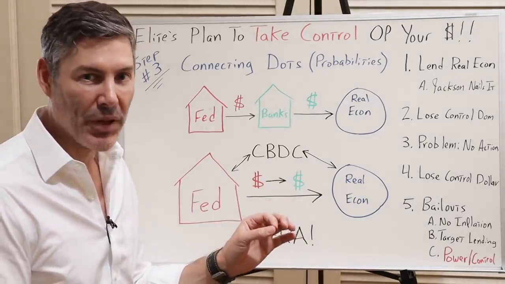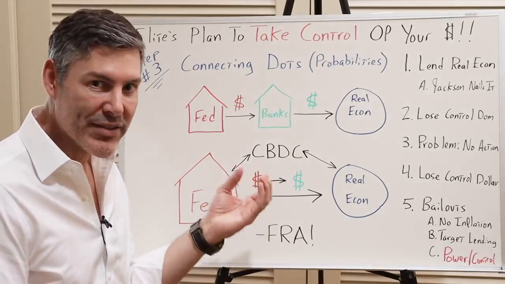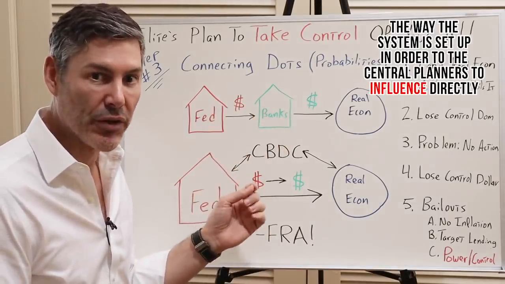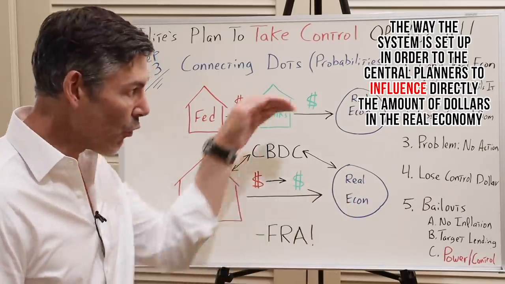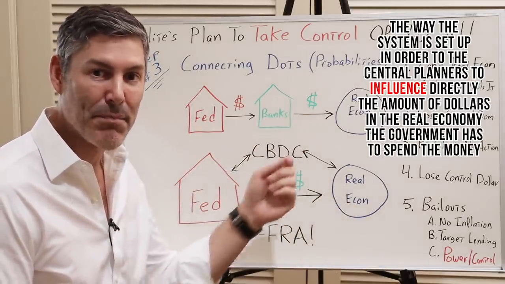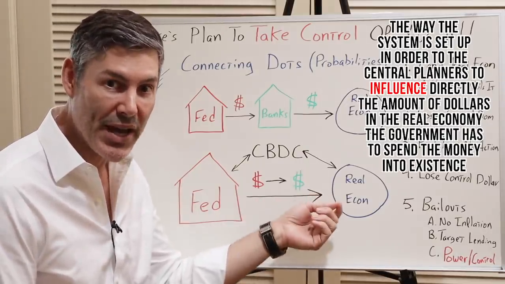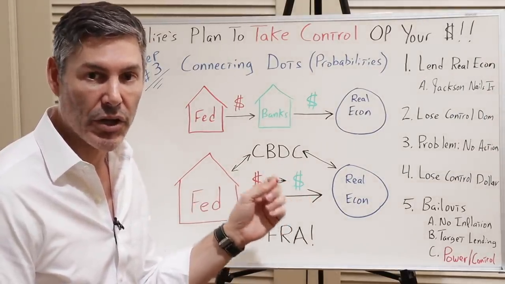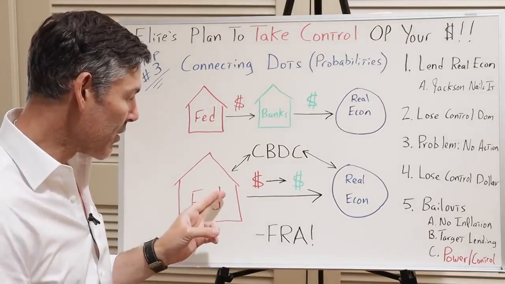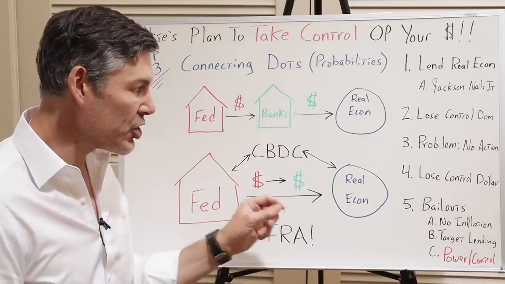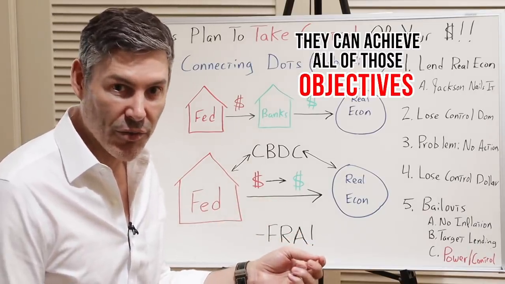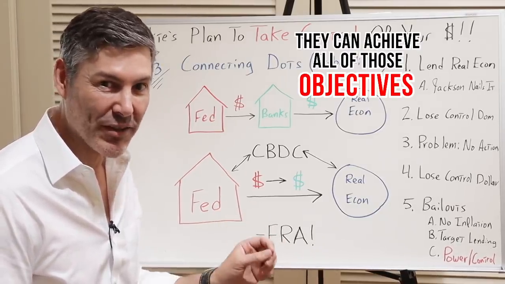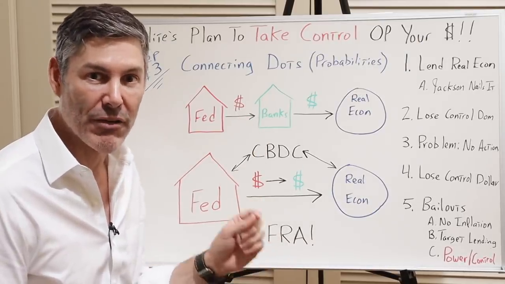So I don't want to get things too complex here, but the bottom line is right now, the way the system is set up, in order for the Fed or the central planners to directly influence the amount of dollars in the real economy going around the commercial banking system, the government has to spend the money into existence, therefore issue the debt the Fed has to buy. So that affects the balance sheet of the federal government. But in this scenario, the Fed would go directly into the real economy. They could achieve all of those objectives, no matter how nefarious or benign they may be, without getting the government or their balance sheet involved in the equation.